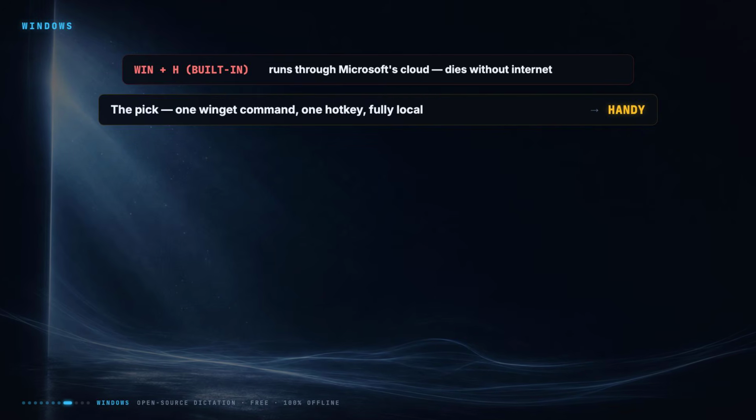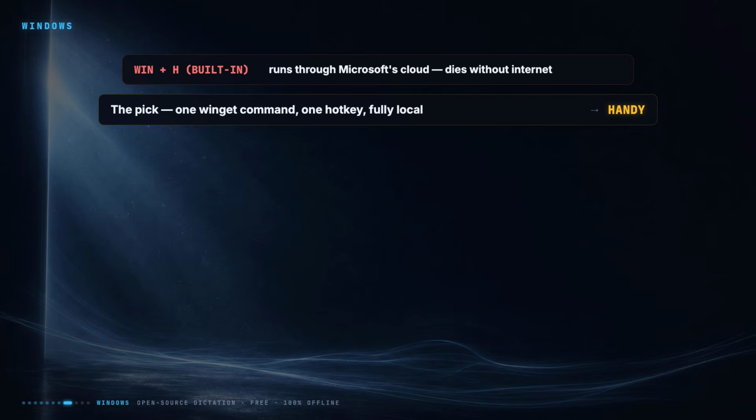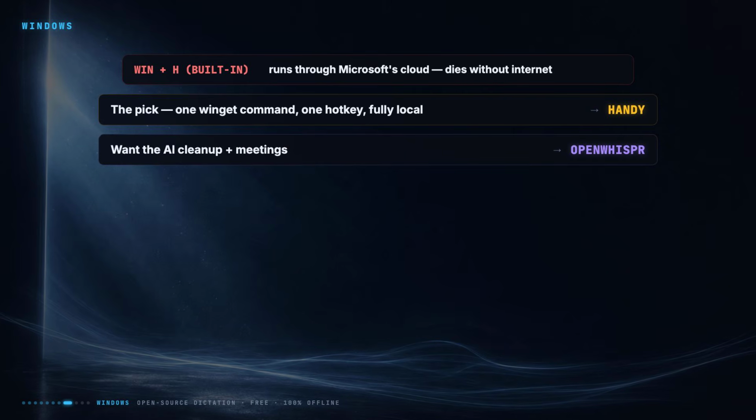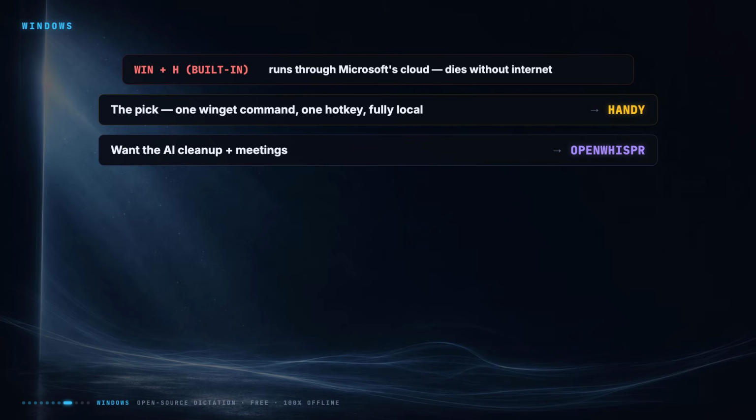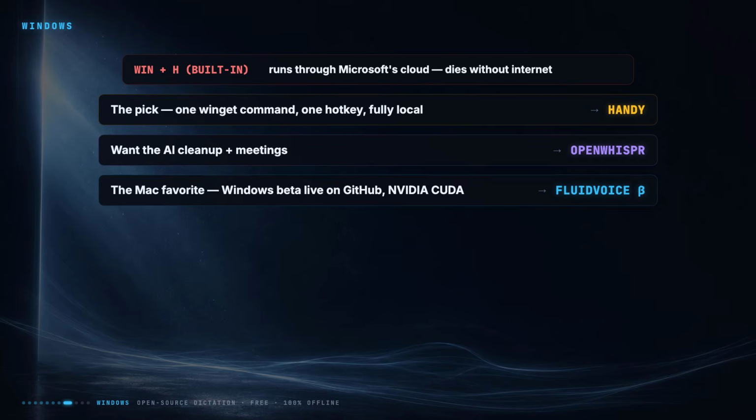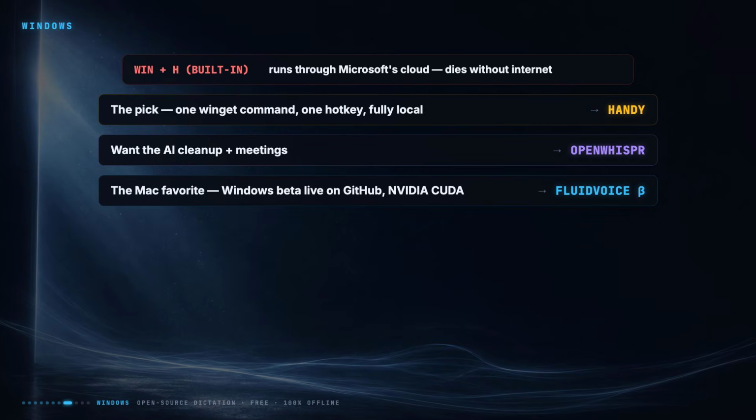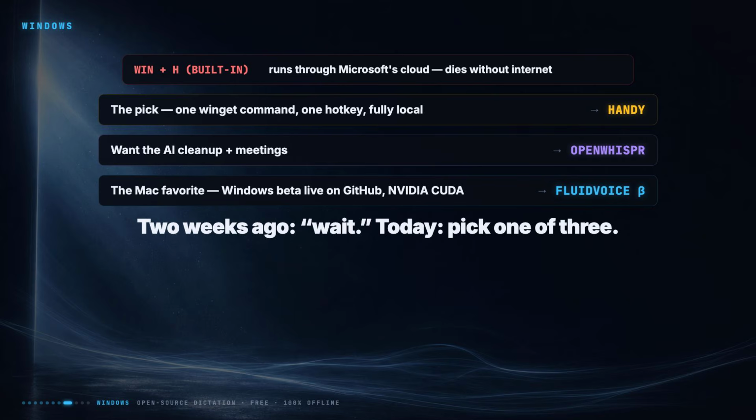Handy is the pick. One winget command, one hotkey, fully local. Want the AI cleanup? OpenWhispr does everything I showed you earlier on Windows. And the Mac favorite, FluidVoice? Its Windows beta went live on GitHub this month with NVIDIA CUDA acceleration. 2 weeks ago, the answer to open source dictation on Windows was, wait. Today, it's pick one of 3.